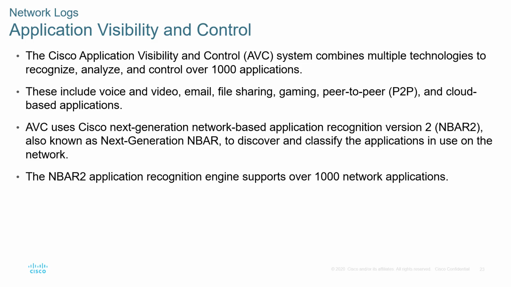The AVC system uses a next generation network-based application recognition version. It's called NBAR 2, known as the next generation NBAR, to discover and classify applications based off of port data on the network. NBAR 2 recognizes over 1,000 different network applications. Again, the entire point here is to look at data flow on the network and understand what applications are using that data. From there, we can build better metrics to see the flow of data through our network.